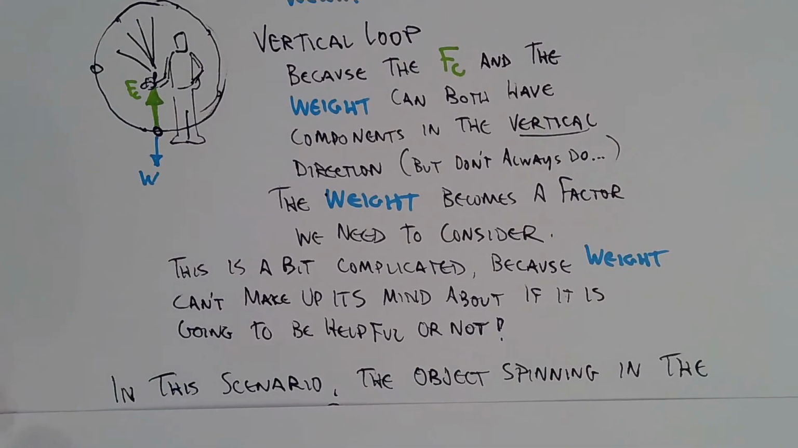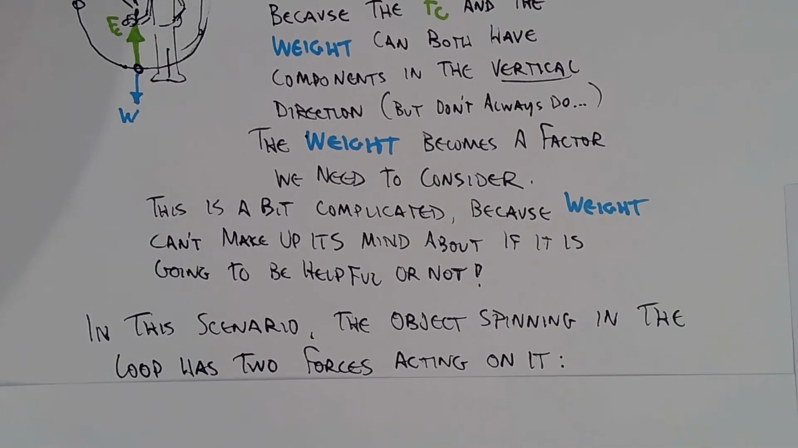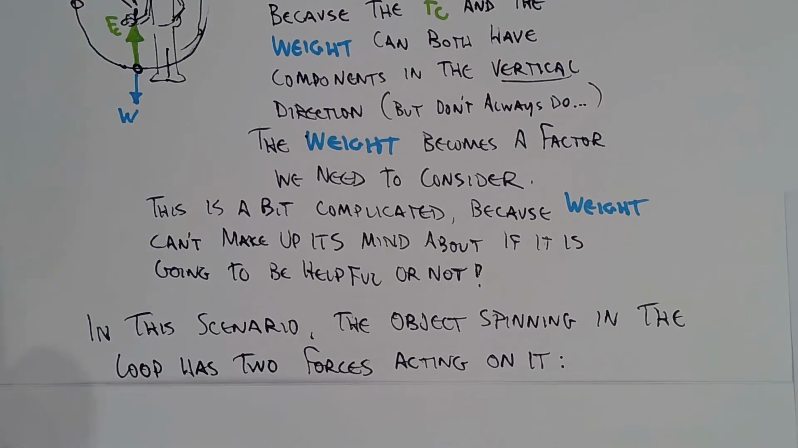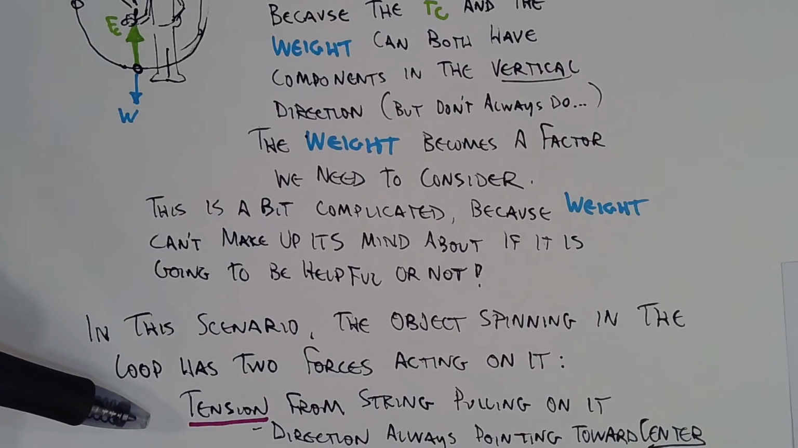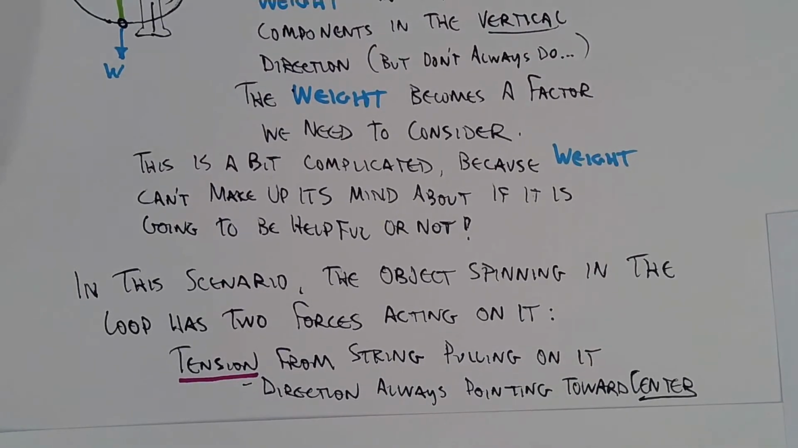All right. Now, in our sample scenario, we've got an object being spun on a rope, and we can just look at it in terms of two forces. The tension from the string. The tension from the string is pulling inward. That's what strings and ropes and those sort of things do.